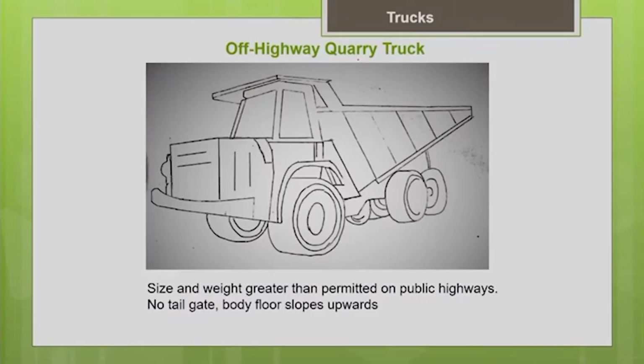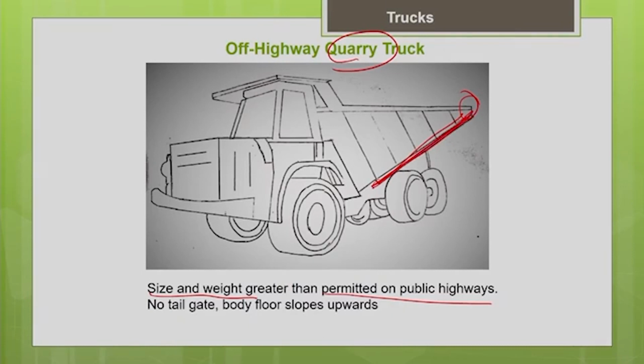This is the picture of the off highway quarry truck. As I told you, it is commonly used in quarries. It is not permitted on public highways because its size and weight are greater than the limitations allowed for public highways. One thing you can note is that it won't have a tailgate. That is why you can see that the body floor is sloping upward. You can see it is sloping upward.